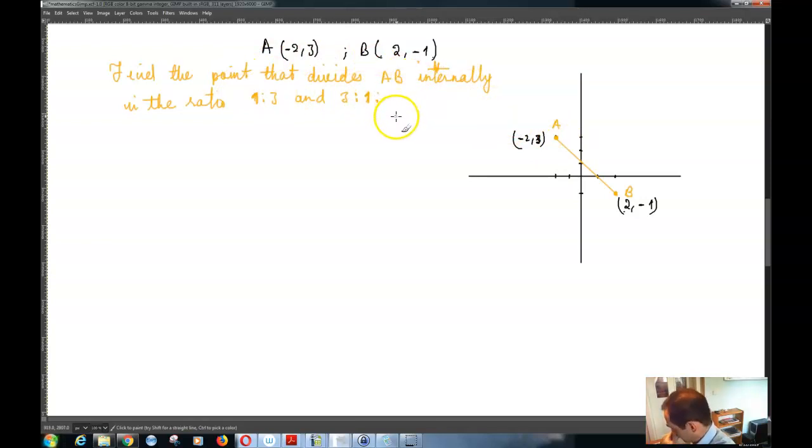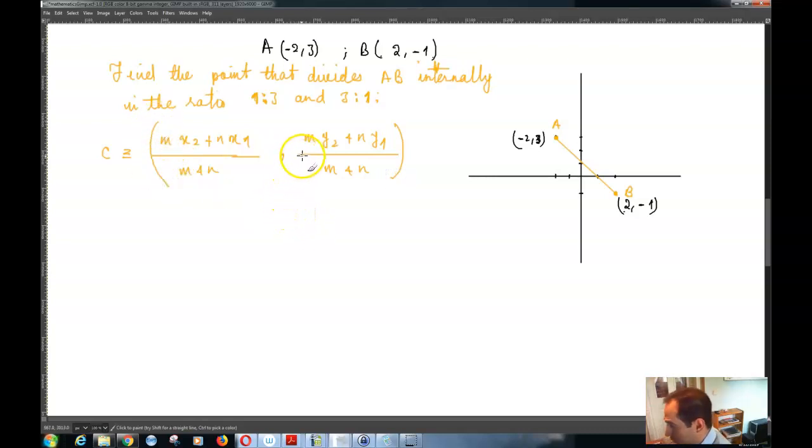So what that means is that now if I call one of the points, for example, C, and call one of the points D, for example, then the coordinates of the point that divides a line segment internally in the ratio m to n is given by, for example for C, the coordinates of C are m times x2 plus n times x1 over m plus n, and the y coordinate of the same point is m times y2 plus n times y1 over m plus n.